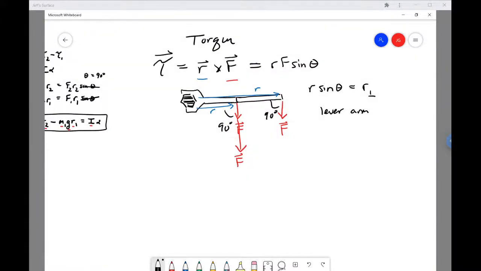Let me draw another situation. Same scenario: you've got a nut that you're trying to loosen with a wrench, but instead of pulling perpendicularly or pushing perpendicularly, let's say you push at an angle. So F is at an angle relative to R. All right, so these two vectors make an angle relative to one another.